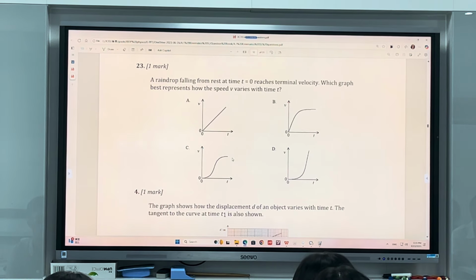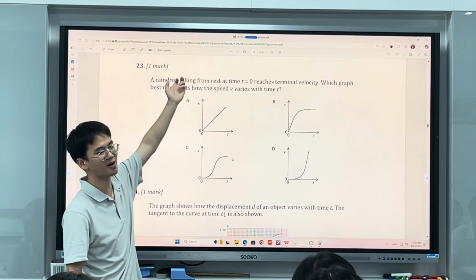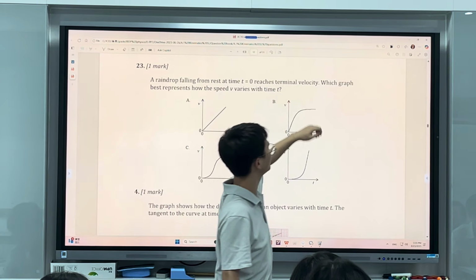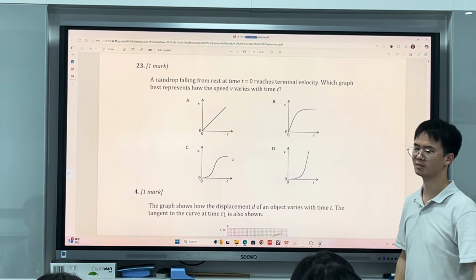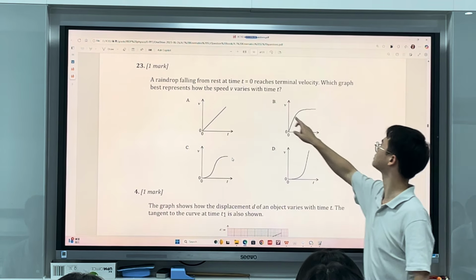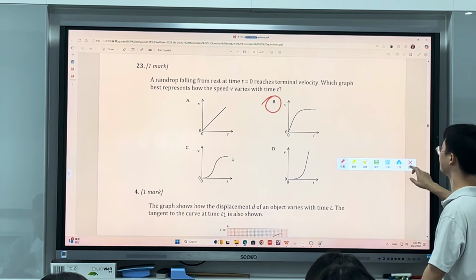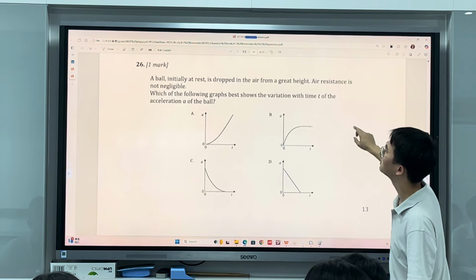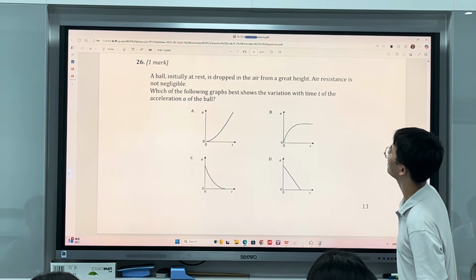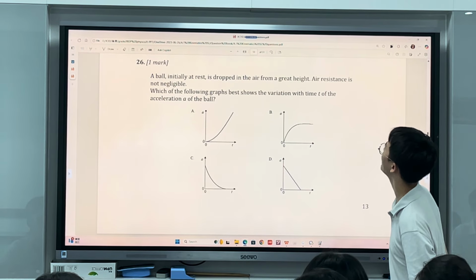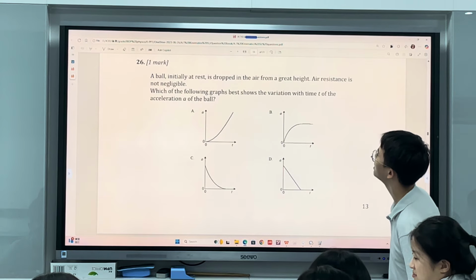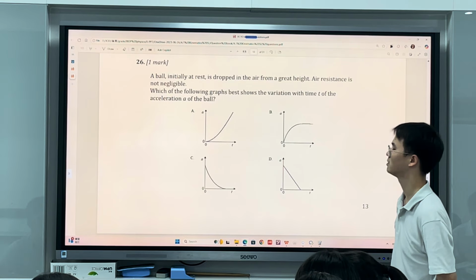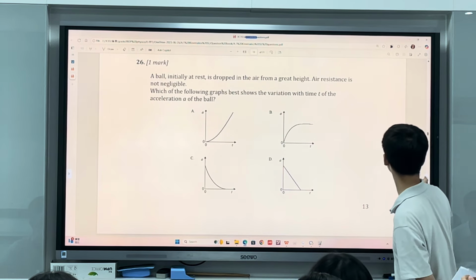So in this case, similar to a raindrop, it is like a free-falling skydiver, which eventually reaches terminal velocity. So which graph? B. Okay. And then we have 25 or 26? 26. A ball initially at rest is shot from in the air from a great height. Air resistance is not negligible. Which of the following graphs best shows the variation of the acceleration of the ball with time? Isn't it the same? Right?